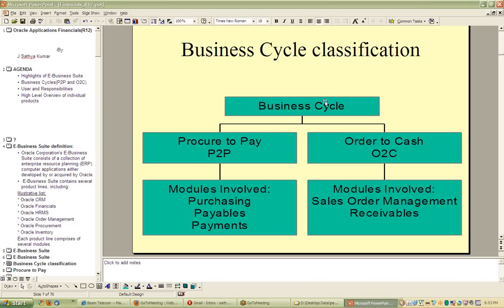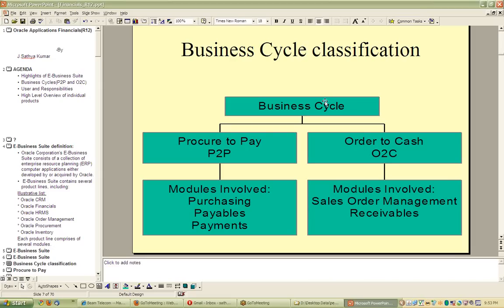In short, on the left hand side we have the purchase cycle, and on the right hand side is the sales cycle. When we say purchase cycle, you initially place a purchase order, then you receive the goods, you receive the invoice from the supplier which has to be invoiced, then you make the payment for the liability that has been recognized, right? So this covers your procure to pay.